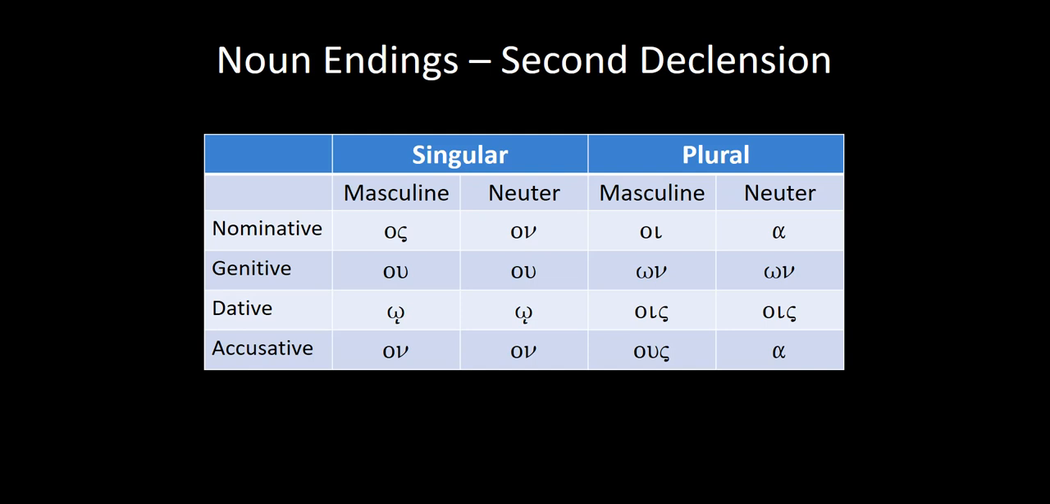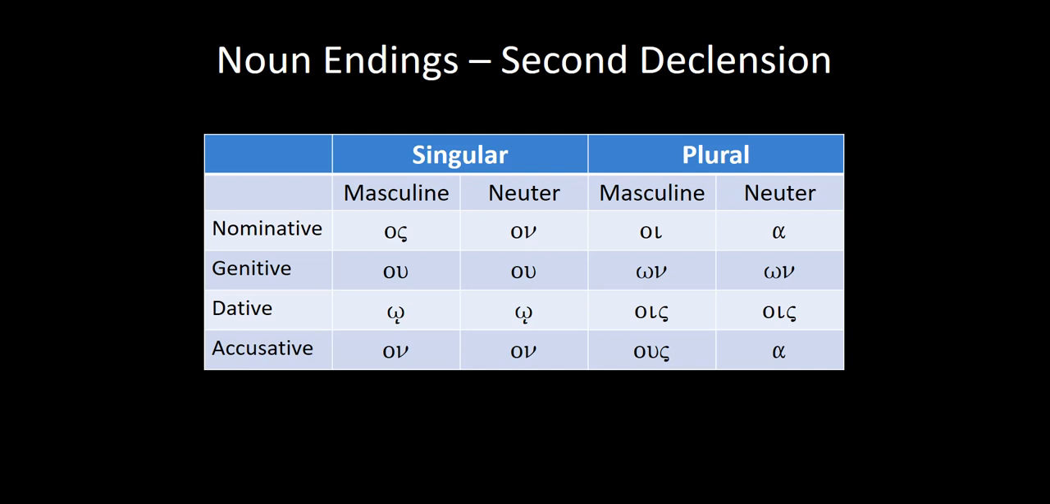Remember to say these with me. Let's do it again. Os, u, o, on. Oi, own, ois, us. Now the neuter endings. On, u, o, on. A, own, ois, a.